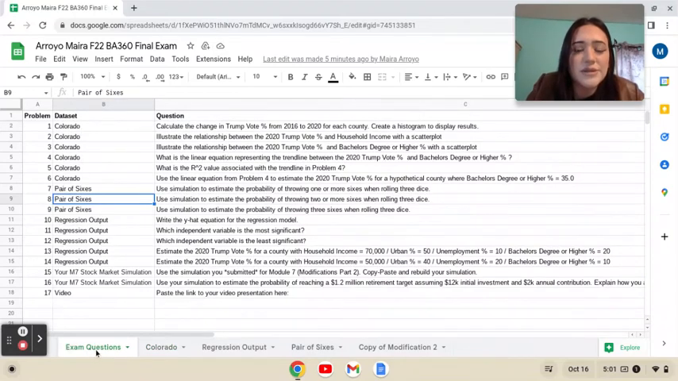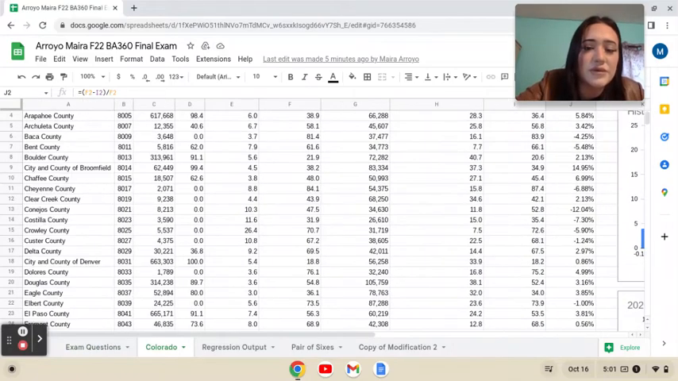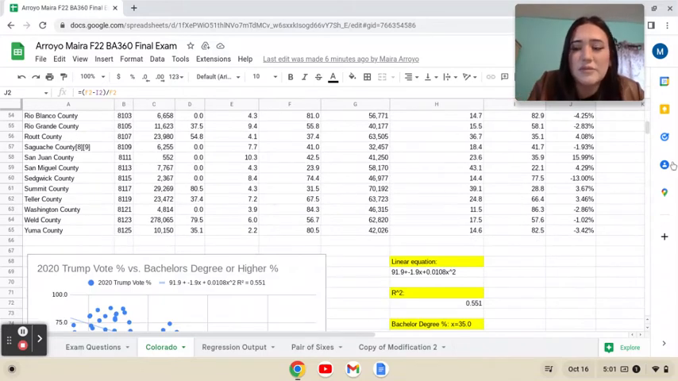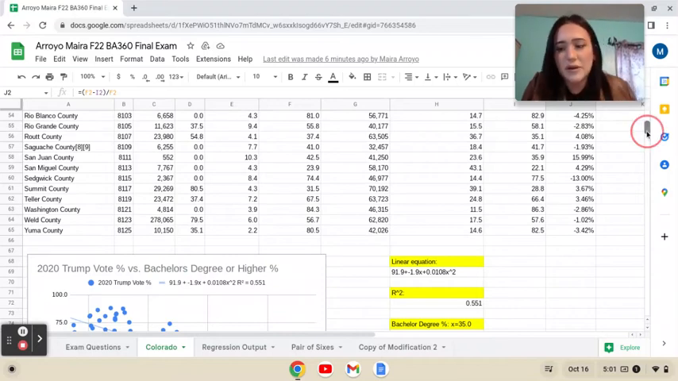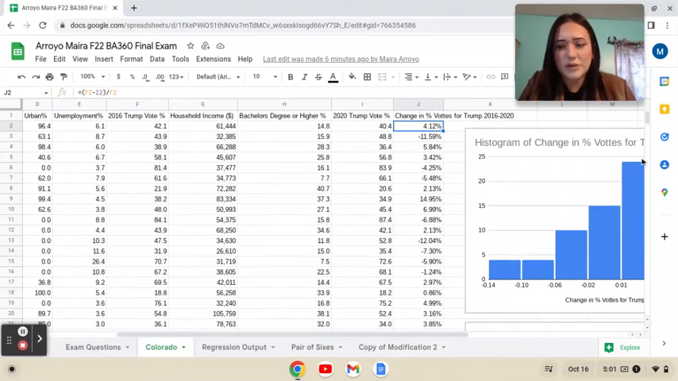Number 2 says illustrate the relationship between 2020 Trump vote percentage and household income with a scatter plot. So basically it was the same concept as the histogram, just this time choosing a scatter plot instead. I placed that one down here because I was running out of room up there. Oh, no, that's my scatter plot for the other one. Sorry, I did put the one for number 2 down here.